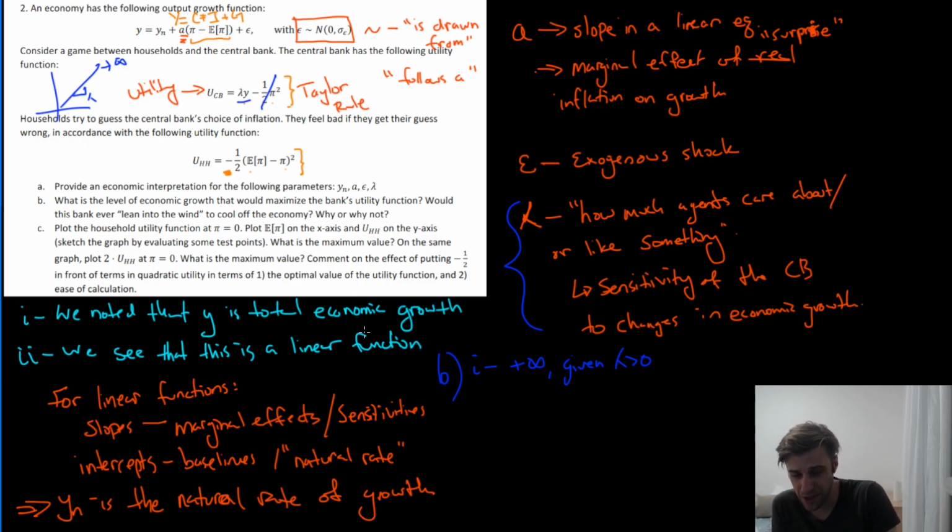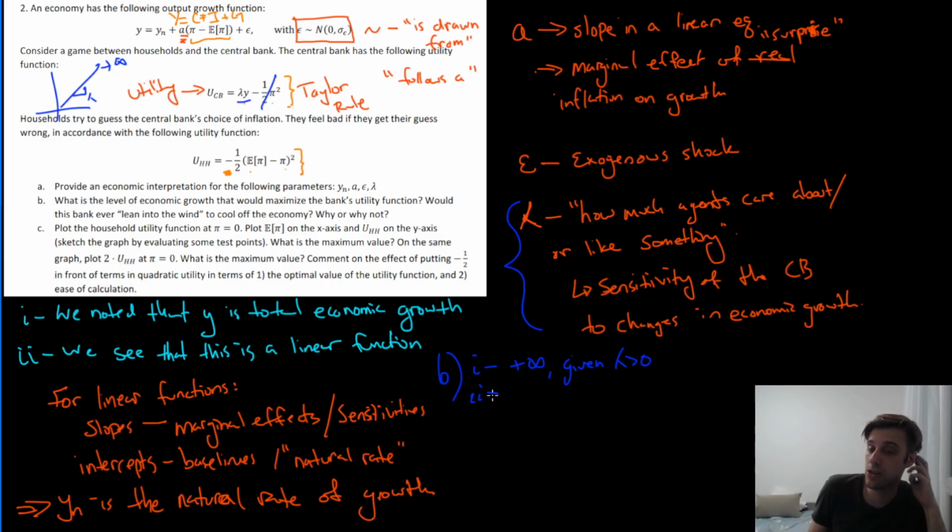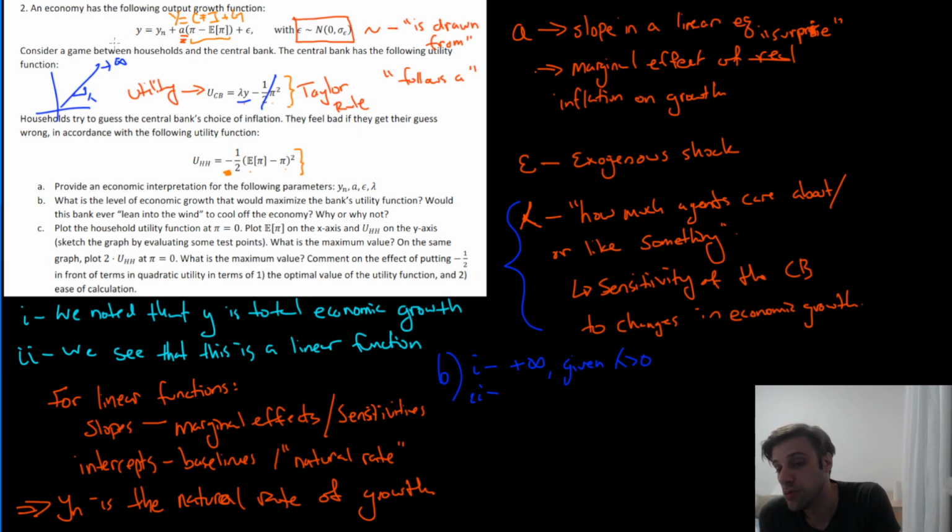Would the bank ever lean into the wind to cool off the economy? Well, we recall that leaning into the wind is when the banks raise interest rates when the economy is going too hot, when asset prices are too high, when everybody's getting too excited, to calm everybody down, to stop growth. So would this bank ever stop growth? No, because it wants infinity growth. The more growth, the better. So no, it would never stop. It would never lean into the wind because it would never stop growth. It always wants more and more.